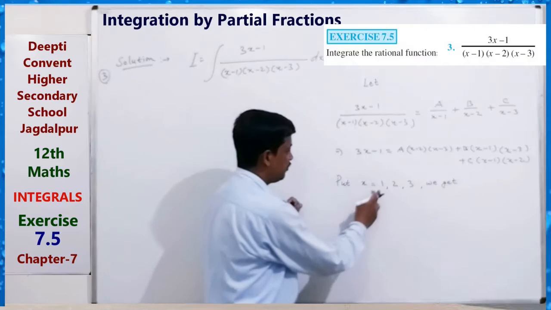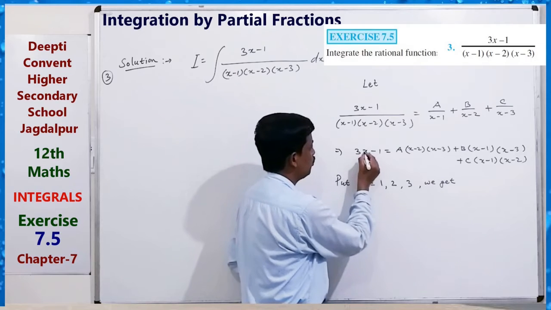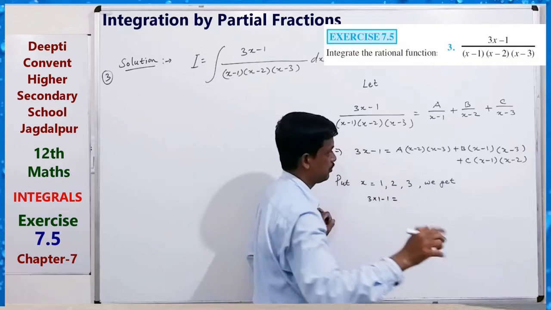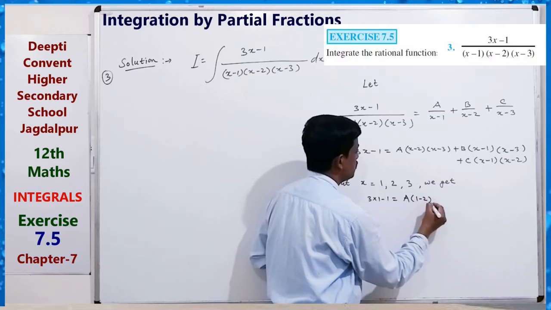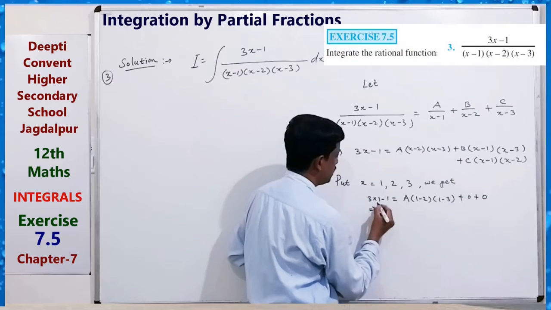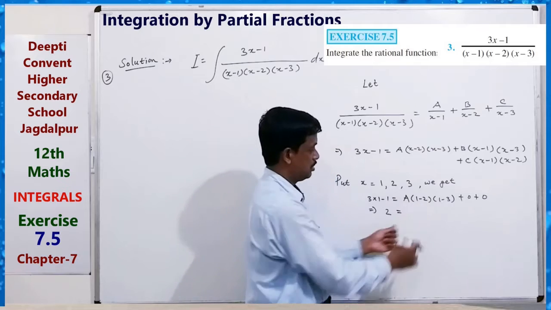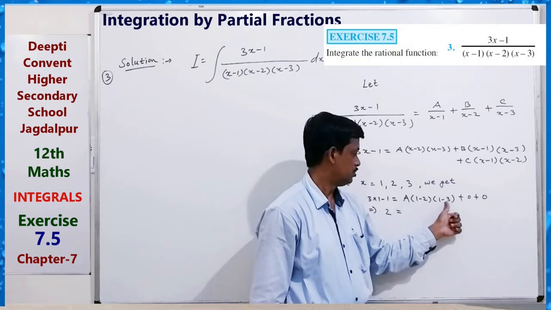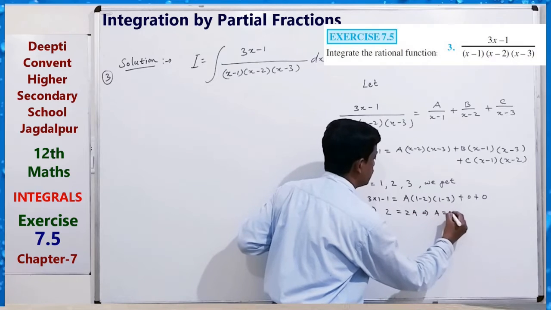So here, if x equals 1, then 3 into 1 minus 1 equals, these two terms will vanish, so only A into 1 minus 2, 1 minus 3, plus 0 plus 0. So 3 into 1 minus 1, that is 2, equals A into minus 1 into minus 2, so plus 2A. 2A equals 2, which implies A equals 1.